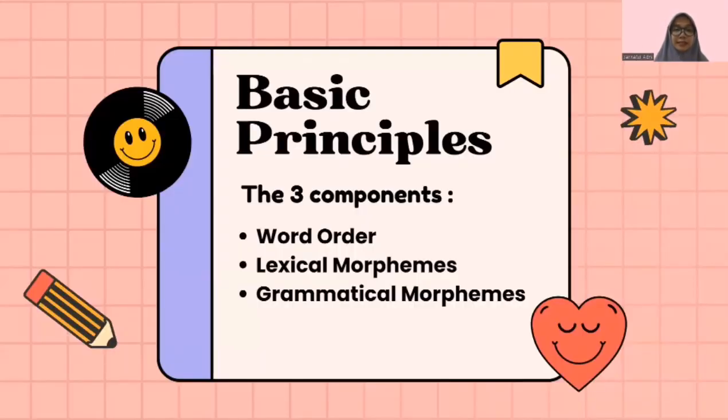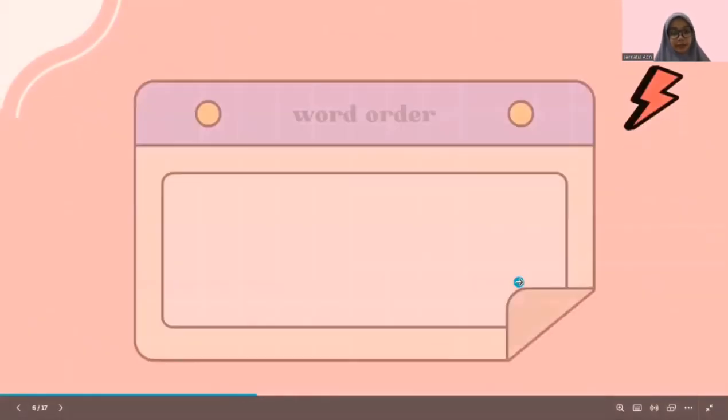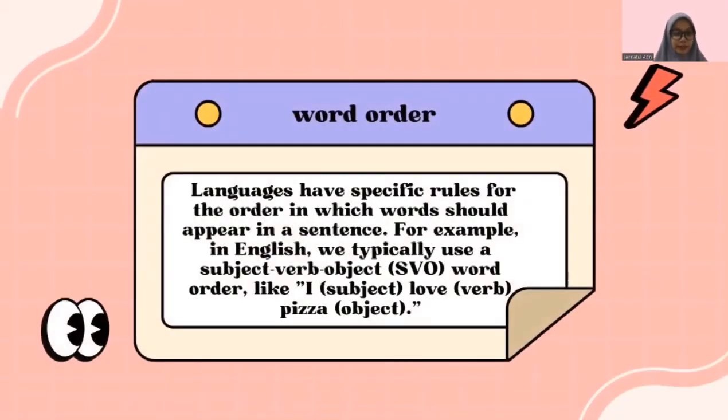So let's move to the second material, that is basic principles. Okay, as we know, syntax is the study about the structure of a sentence. So the basic principle of syntax itself is the sentence. To create a good and meaningful sentence, we have to look at these three components. The first is word order. Each language has specific rules for the order in which words should appear in a sentence. Like in Bahasa, we use SPOK as the word order: subject, predicate, object, and keterangan.